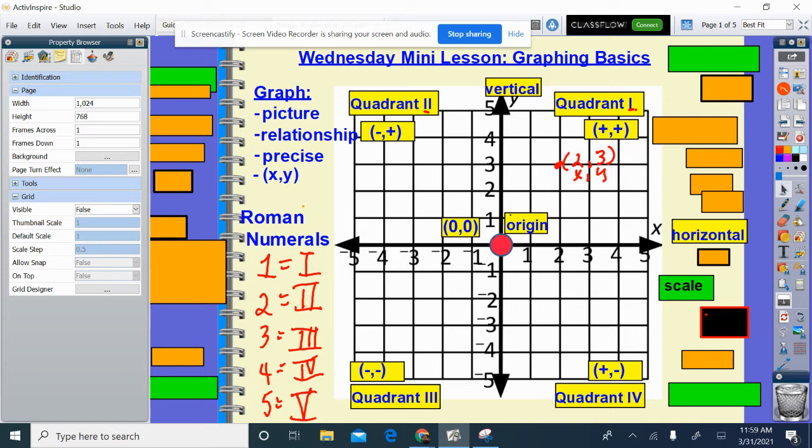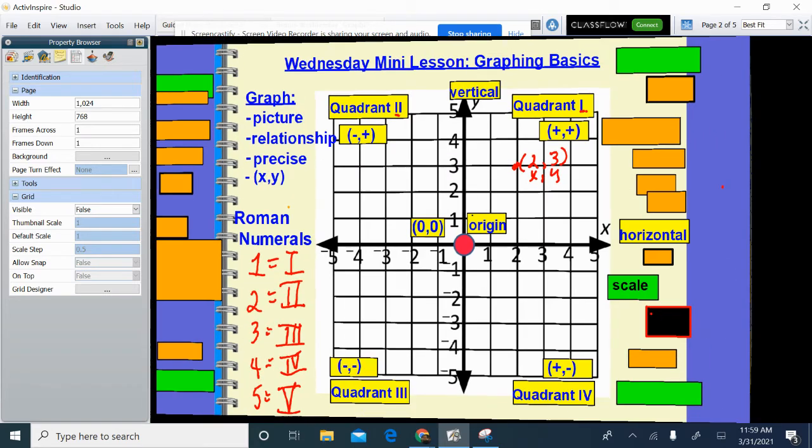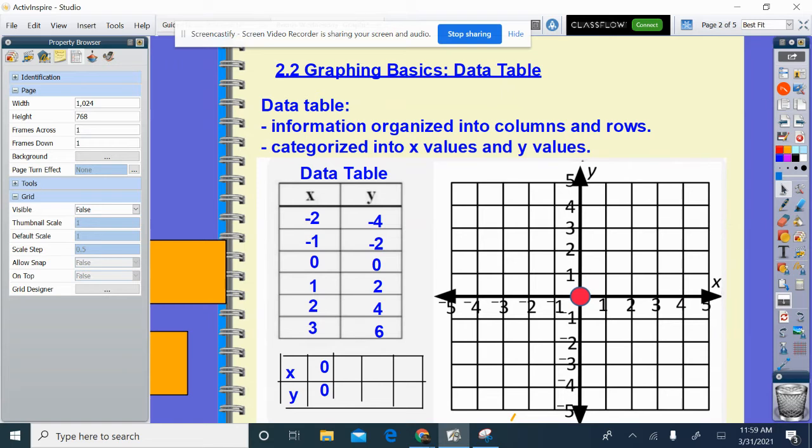And this is, again, what graphs are about. It's a picture of data. So you should have all those typed in your document. And so let's go forward. And what I want you to do is scroll down, and you will find this. And here we have a data table.